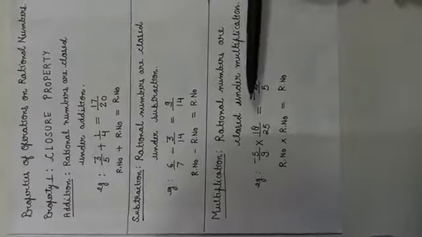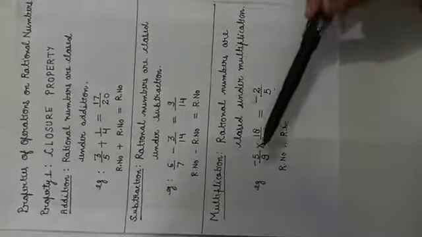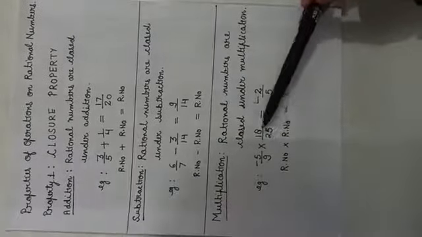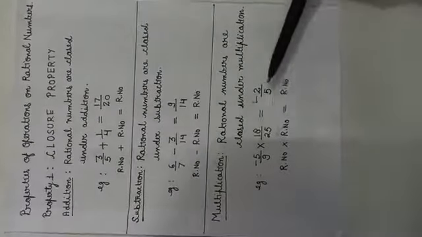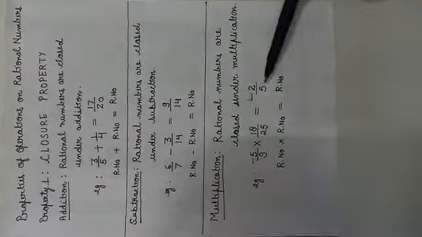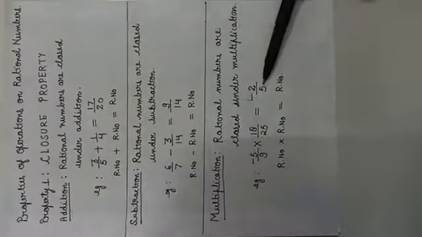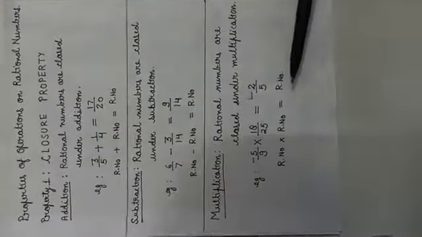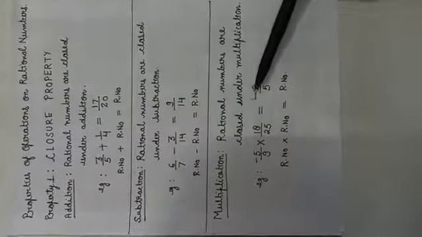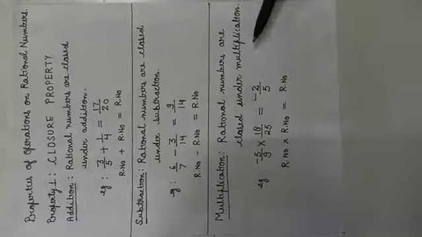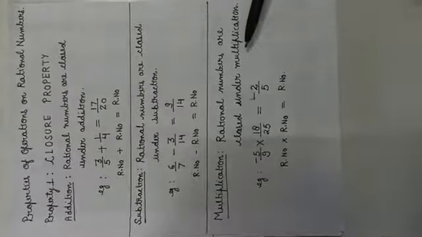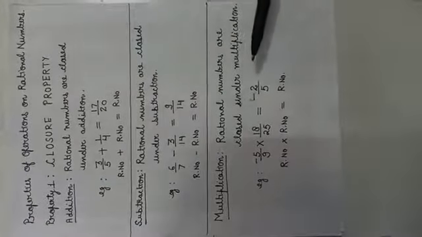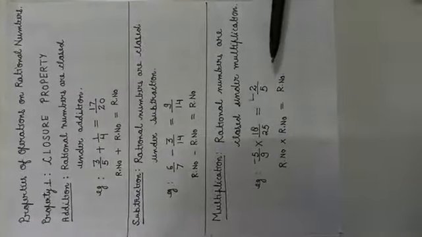Now we will look at multiplication. This is a rational number multiplied by a rational number. What answer do we get? Minus 2 by 5. And this is clearly a rational number. So here also we will say that the rational numbers are closed under multiplication, or we can say the multiplication of rational numbers holds closure property.